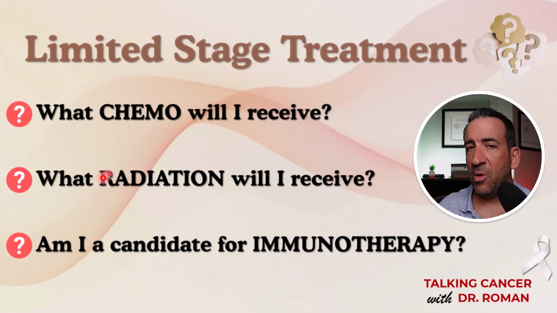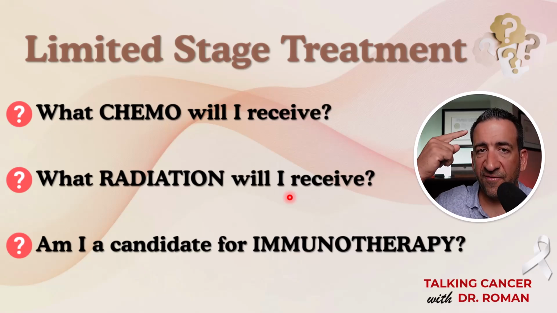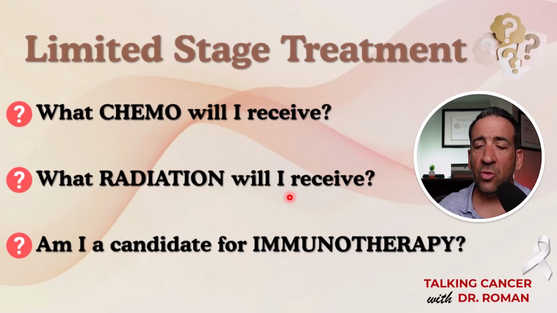What radiation therapy will I receive? Will it be once a day for about 6 weeks, or twice a day, what we call hyperfractionated, for about 3 weeks? Also, since you're limited stage, once you're done with all treatment, ask about prophylactic cranial irradiation. Do they think that you're a candidate for that brain radiation to try to prevent that cancer from popping up in your brain? And are you a candidate for immunotherapy? That's it. Those are by far the most important questions to ask if you have limited stage small cell lung cancer.